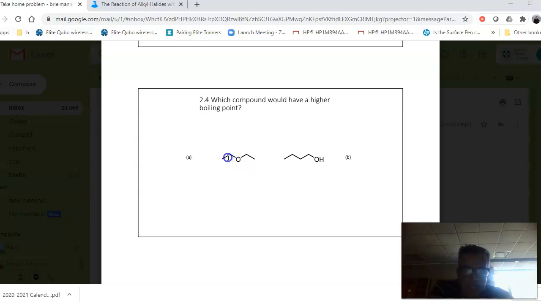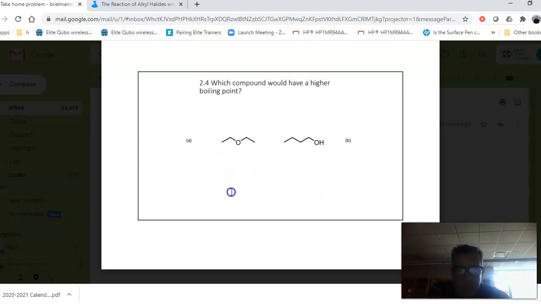Here you got a big difference. This is just an ether, diethyl ether. It boils in the palm of your hand. This is butanol, which has a boiling point higher than water. Alcohols are capable of hydrogen bond forces, which are among the most powerful, and they will dominate. So this would have a much higher boiling point because it is capable of hydrogen bond forces. This one is not.